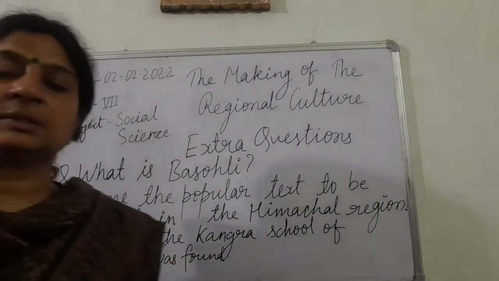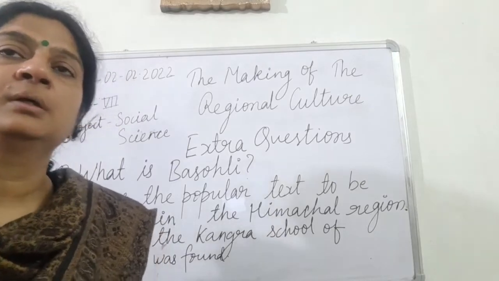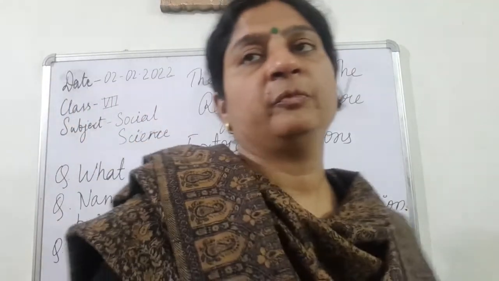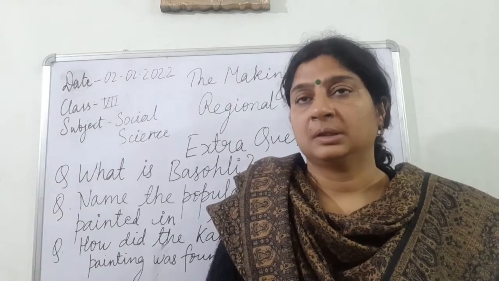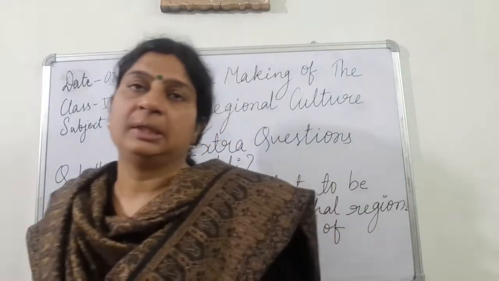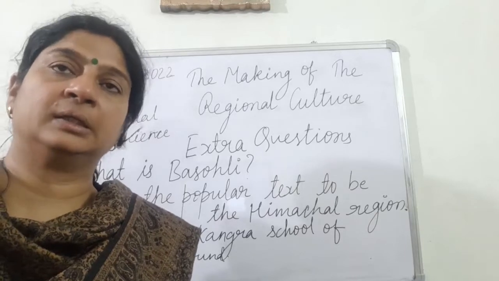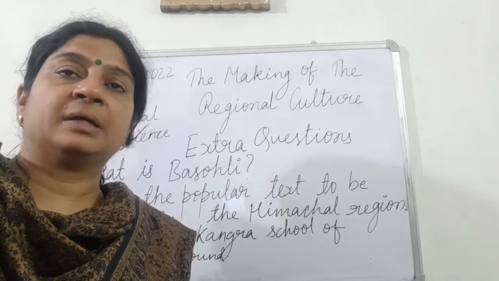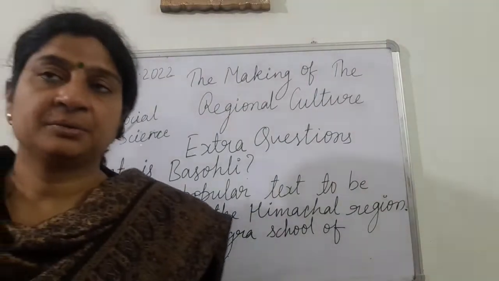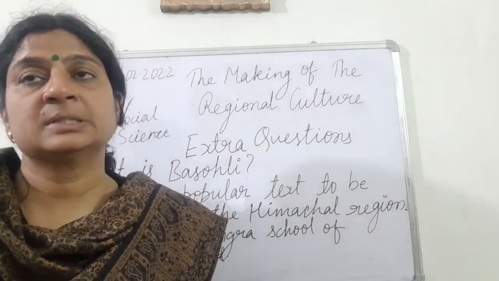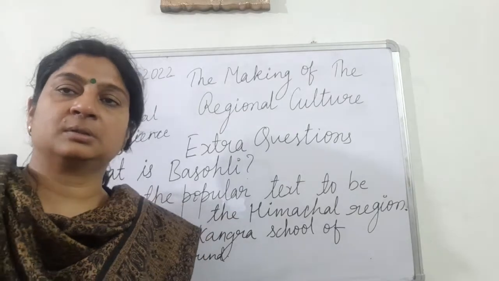So the answer will be that, you can give it in points. First point will be that when in 1739 Nadir Shah invaded Delhi, the Mughal artists migrated to the hills. Second point, there they found patrons and this led to the founding of the Kangra school of painting. Okay, this is about the painting.